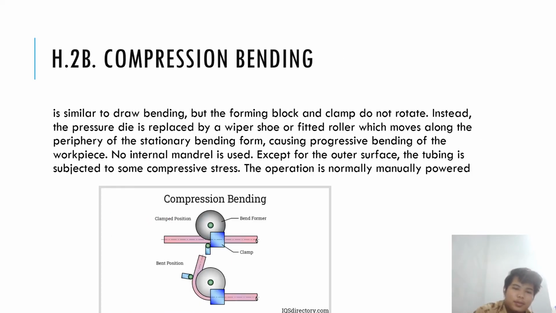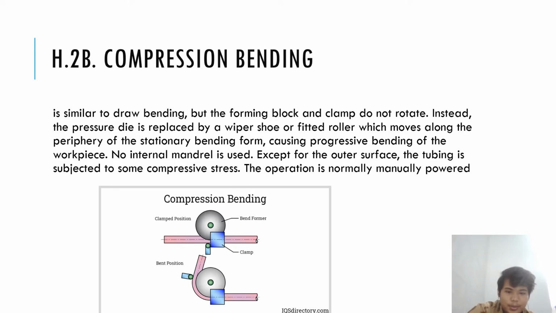So now let's talk about compression bending. It's similar to draw bending, but the forming block and clamp do not rotate. Instead, the pressure die is replaced by a wiper shoe or filleted roller which moves along the periphery of the stationary bending form, causing progressive bending of the workpiece. No internal mandrel is used except on the outer surface. The tubing can be subjected to some compressive stress. The operation is normally manually powered.